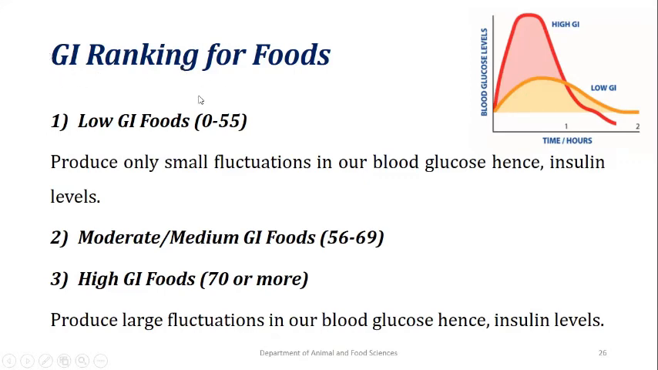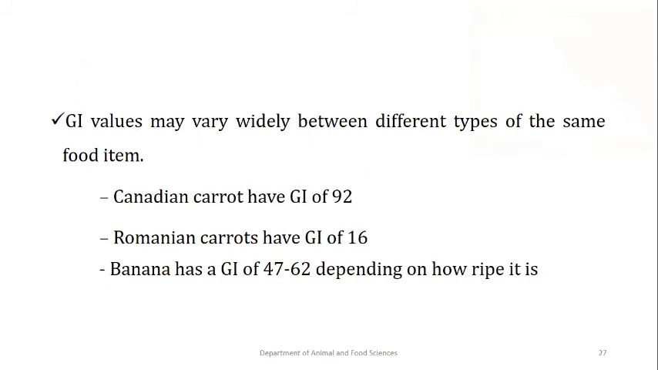Okay, so this is the GI ranking for food. We call low GI foods those which have a 0 to 55 glycemic index value, and high GI foods have a 70 or more glycemic index value. Also we should know that the GI values may vary widely between different types of the same food item. For example, Canadian carrot has a GI value of 92, which is considered a high GI value. On the other hand, Romanian carrots have a GI of 60.